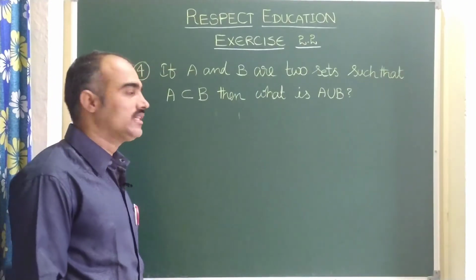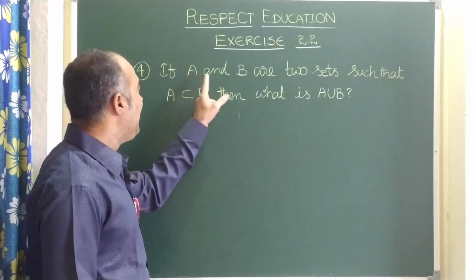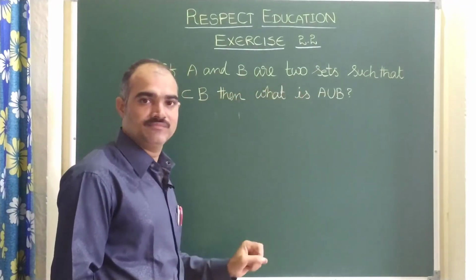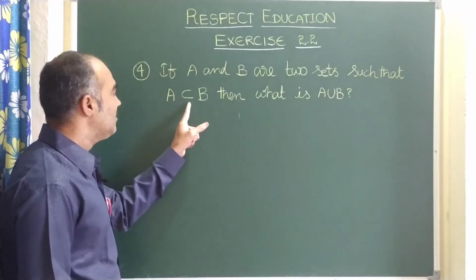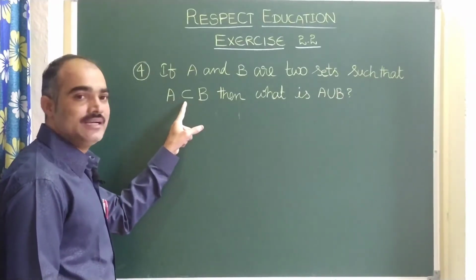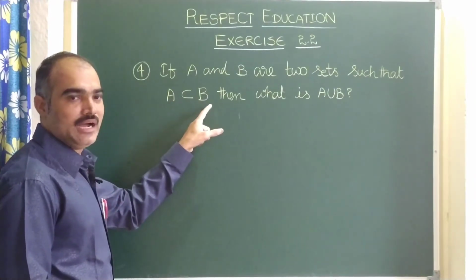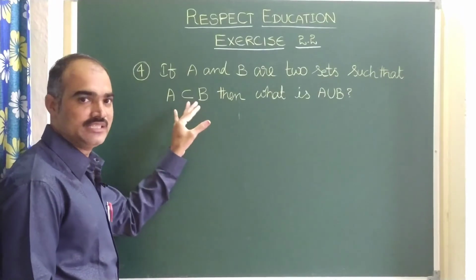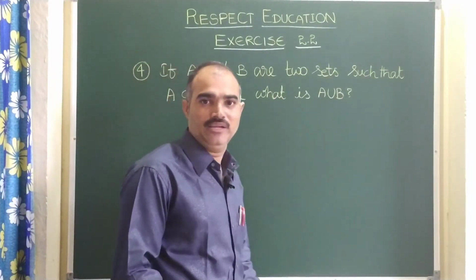Now let us see the next question, that is question number 4. If A and B are two sets such that A, here you see, observe this symbol, children. It is not A C B, it is A is a subset of B. I am going to explain what is a subset. Just read it as A is a subset of B. Then what is A union B?